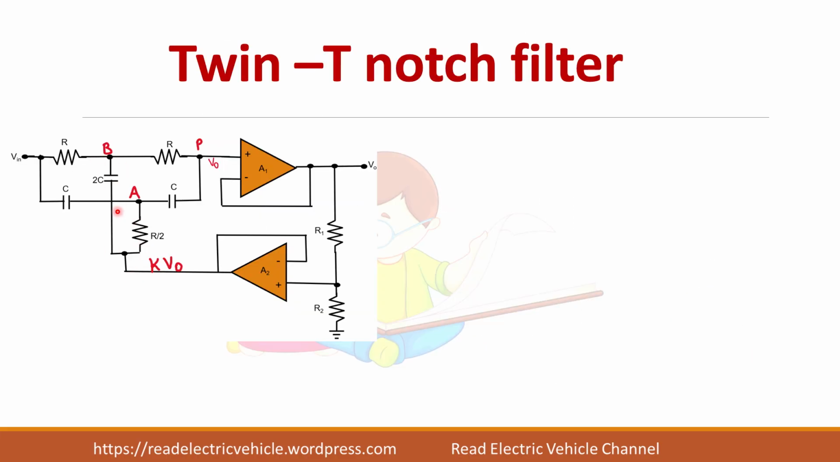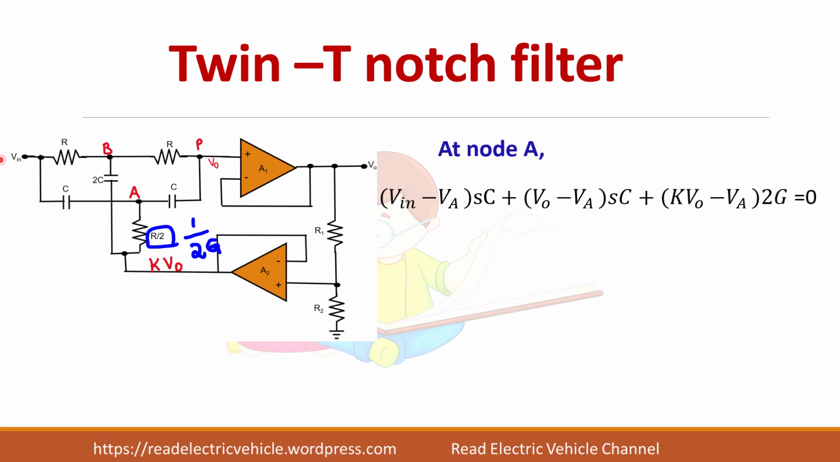Before writing the nodal equation, we will see one thing. R can be written as 1 by G. So this R by 2 becomes 1 by 2G. At node A, there are three paths. So we will get Vin minus VA into, we are writing in S domain, so for capacitance we will write SC, plus, if you take this node P, the voltage is V0. So V0 minus VA into SC plus, what is the voltage here? KV0. So KV0 minus VA into 2G.